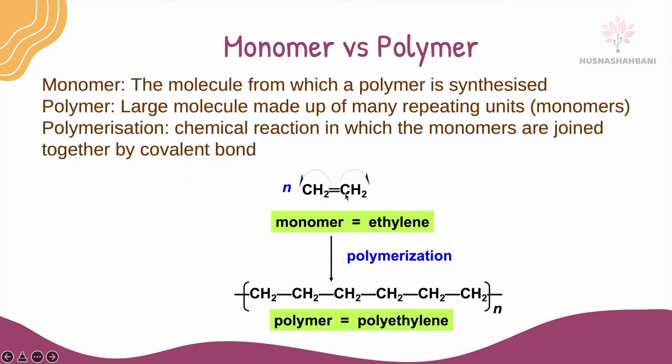For example, this alkene, ethene, or ethylene, is a monomer. C double bond C, a monomer molecule. And then many repeating units of this ethylene undergo a chemical reaction that joins many ethylene molecules together. It undergoes a polymerization reaction. It will form polymer by breaking one of its bonds. This is a double bond, so it's breaking one of its bonds.